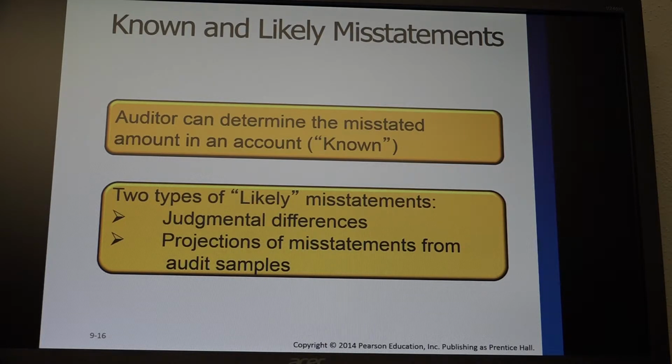Also, projections of misstatements from audit samples. Understand that what you're doing here when you're collecting evidence is you're only collecting a sample. You're not looking at the total of accounts receivable, for instance. You're looking at a small sample, a small percentage of accounts receivable and the transactions involved.